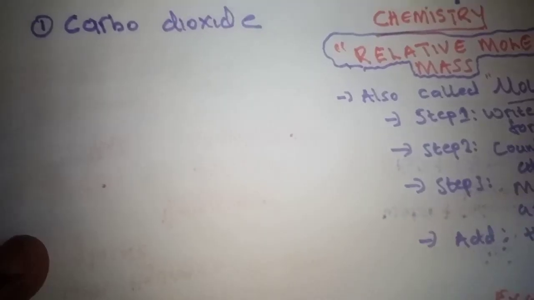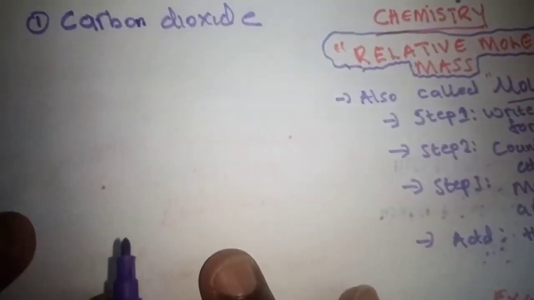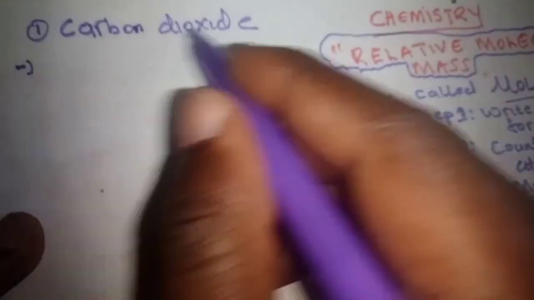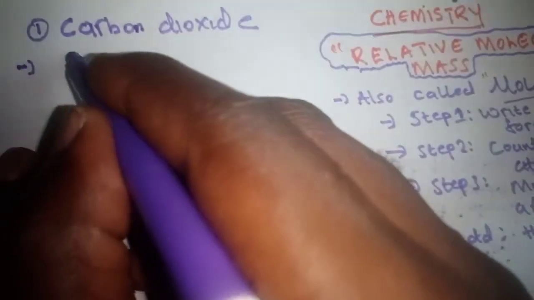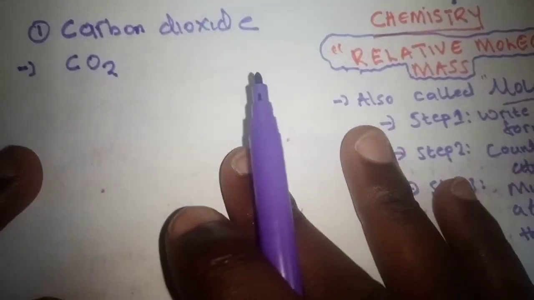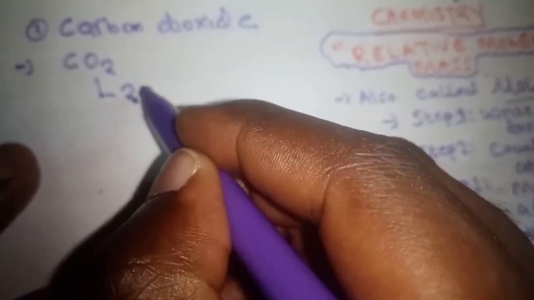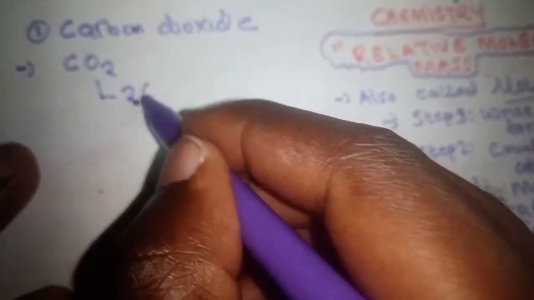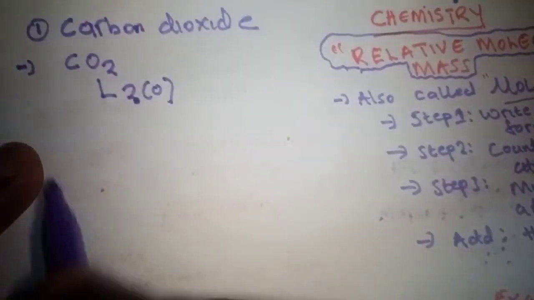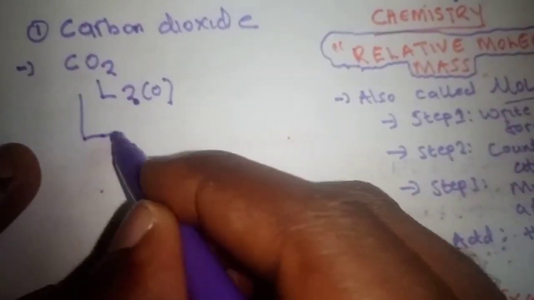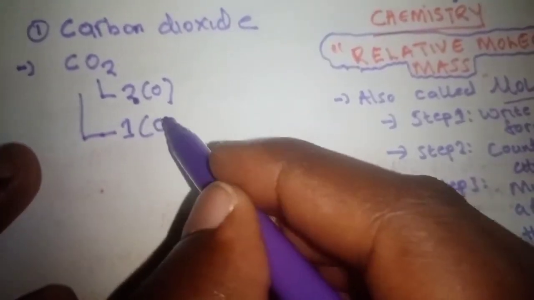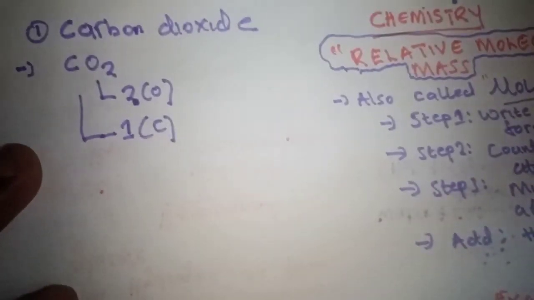So we have carbon dioxide here. We want to write the relative molecular mass for carbon dioxide. So step number 1, we write the chemical formula. The chemical formula for carbon dioxide is simply CO2. So we count the number of atoms. We've got 2 atoms of oxygen, and then we've got 1 atom of carbon. 2 atoms of oxygen and 1 atom of carbon.